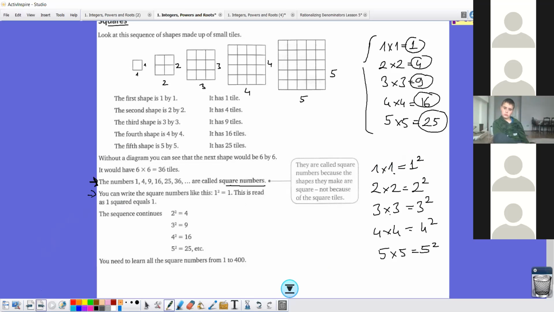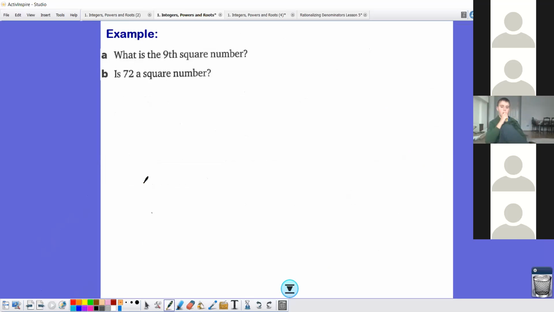Okay, now if you have finished writing, I am continuing to the next one. What is the 9th square number? 9 times 9, which is 9 square, which is 81. Wait, what about 72? 72 is not a square. Is 72 a square number? It's not. Why? Because there are not two same numbers that can make 72.